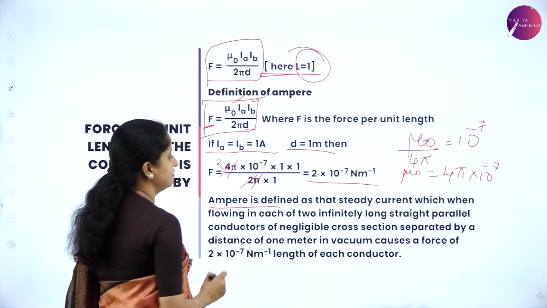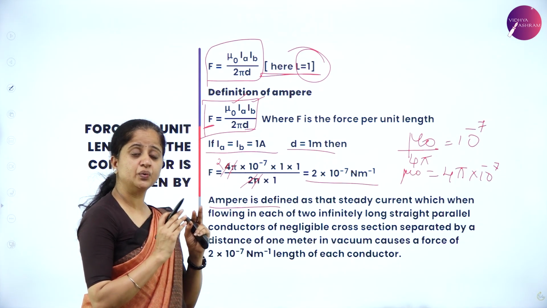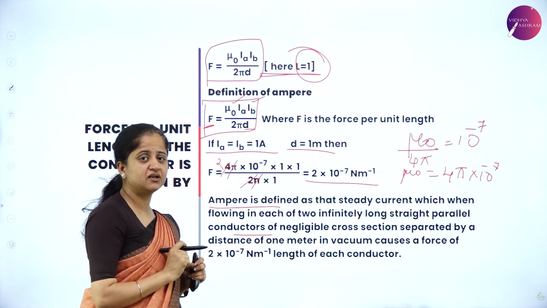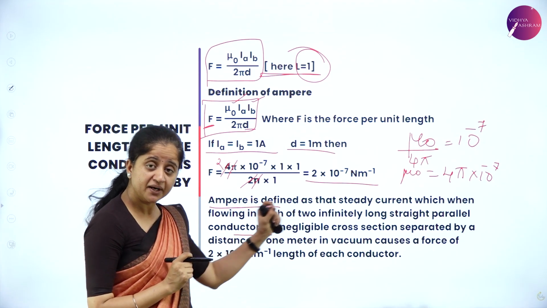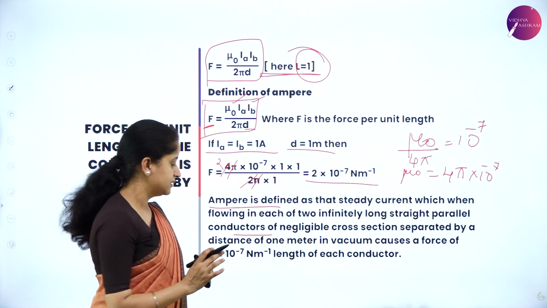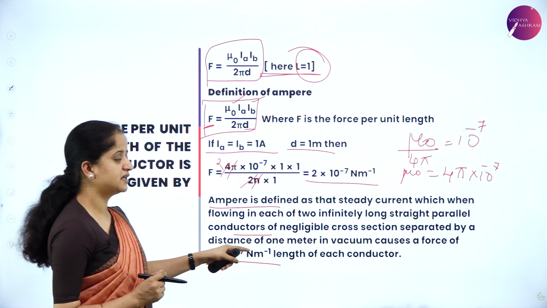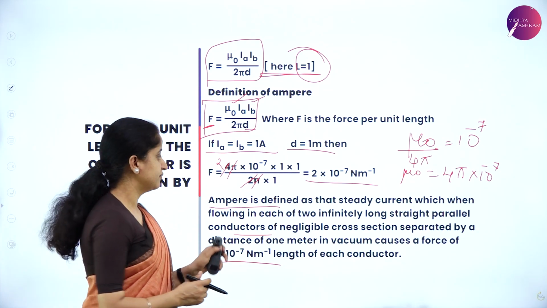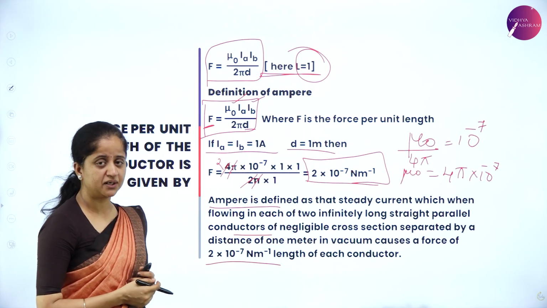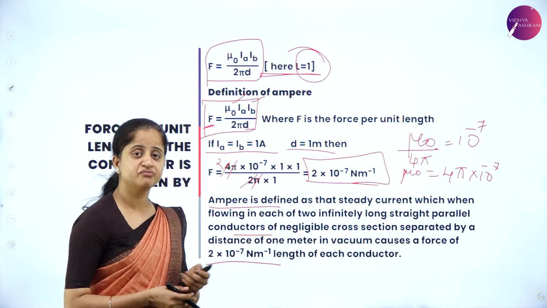Ampere is defined as the steady current flowing in each of two infinitely long straight parallel conductors of negligible cross-sectional area, when they are separated by a distance of 1 meter in vacuum, that causes a force between them of 2 into 10 power minus 7 Newton per meter length of each conductor. So the value of force between the conductors, 2 into 10 power minus 7 Newton per meter, is what we should not forget to mention in the definition of 1 ampere.